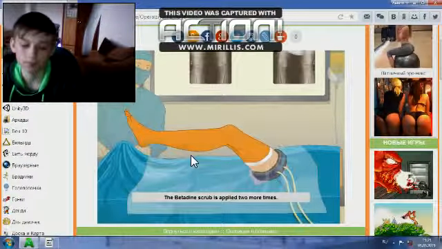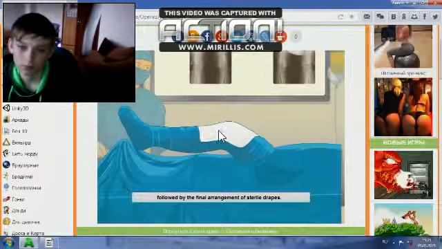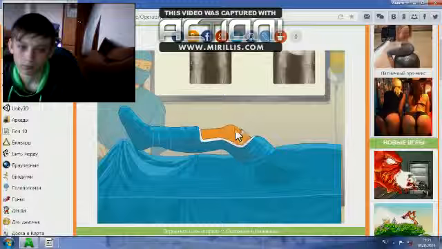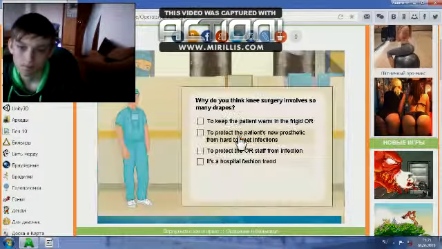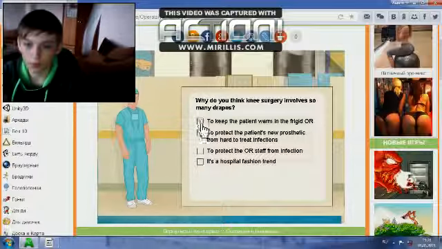Betadine scrub is applied 2 more times, followed by the final arrangement of sterile drapes. Why do you think knee surgery involves so many? Good work.